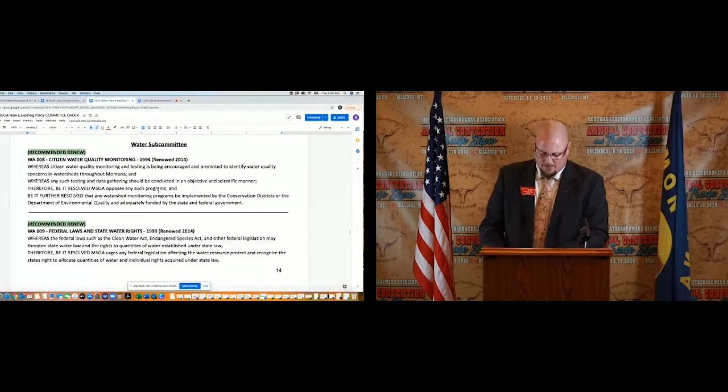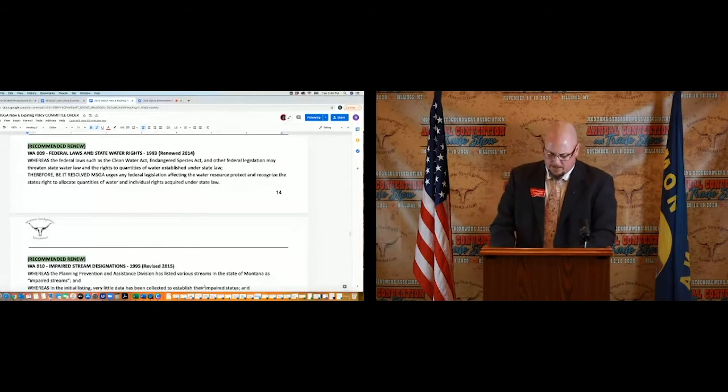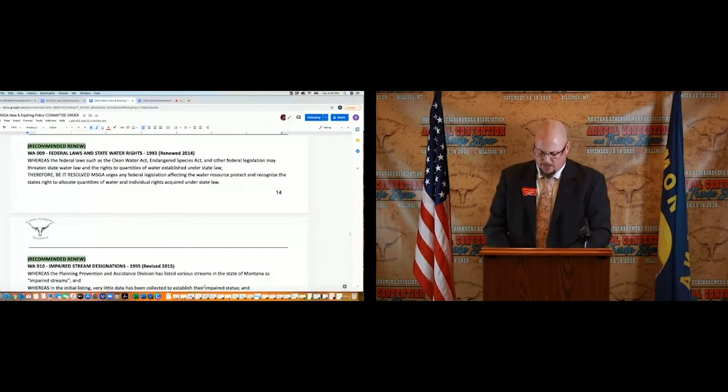Therefore, be it resolved, MSGA opposes any such programs, and be it further resolved that any watershed monitoring programs be implemented by the conservation districts or the Department of Environmental Quality and adequately funded by the state and federal government. Next one, WA009, federal laws and state water rights. Therefore, be it resolved, MSGA urges any federal legislation affecting the water resource protect and recognize the states' rights to allocate quantities of water and individual rights acquired under state law.